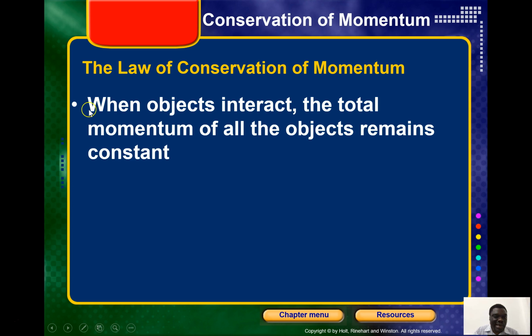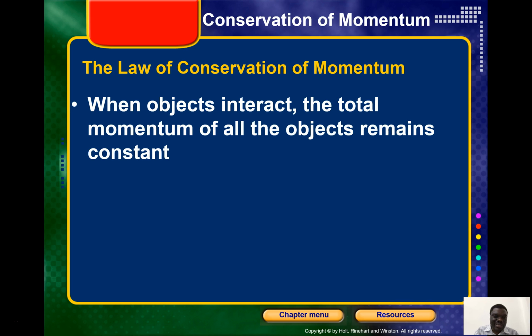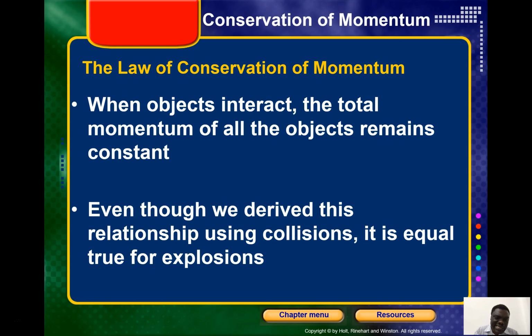Now, we have derived this law of conservation of momentum using collisions. This means objects that have collided with each other. This law is equally true for explosions. When objects explode, like two objects moving together and then they separate from each other, for example, you fire a bullet from a gun, that is an explosion. So the law is equally valid.